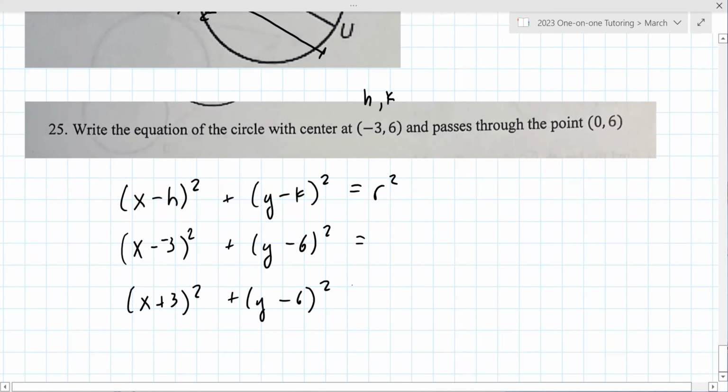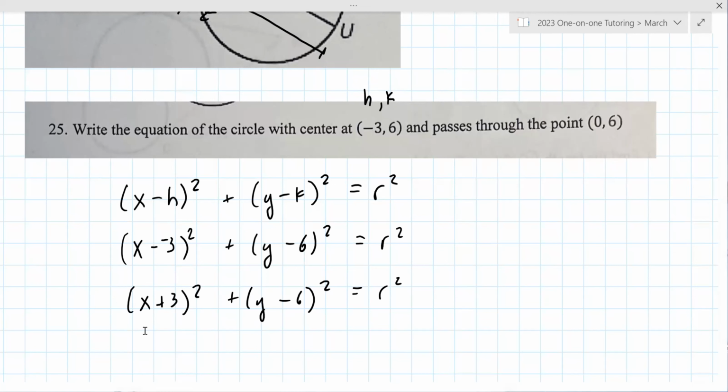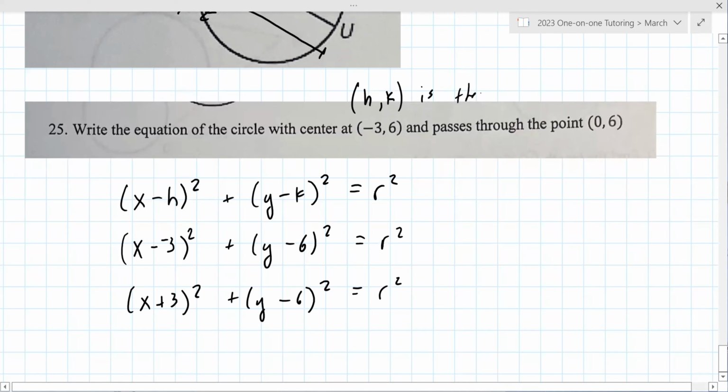Now, to this business of getting r squared. Wait, h is -3, so the two negatives make a positive. And then how do we know which point to choose? This is the center. The h comma k is the center. Always.